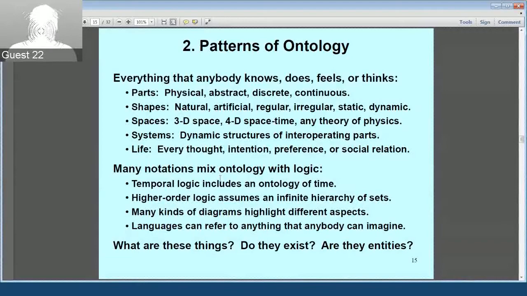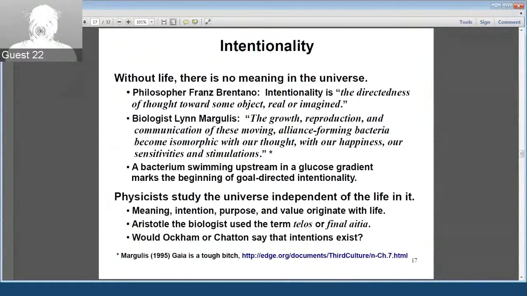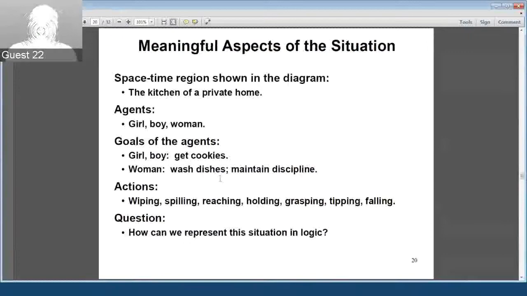Temporal pattern, intentionality. Intentionality, I believe, is absolutely essential. That meaning, intention, purpose, and value originate with life. And Aristotle used the term telos, or final idea, sometimes translated as final purpose, but it's final cause. That is, idea is more than just cause. It includes explanation. And there's a lot more that has to be said. I won't have a chance to say all this right this minute, but also situations and context, examples of a situation, meaningful aspects of situations, patterns of situations, patterns of patterns of patterns.